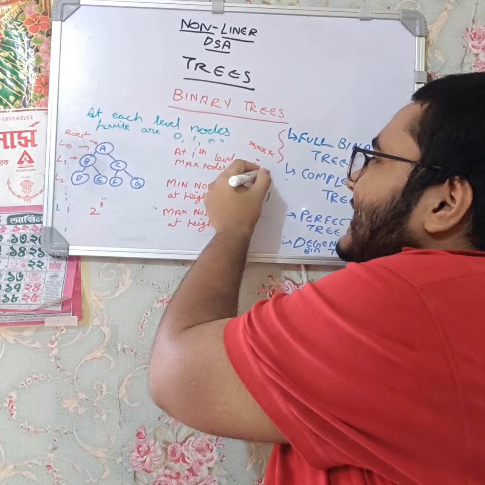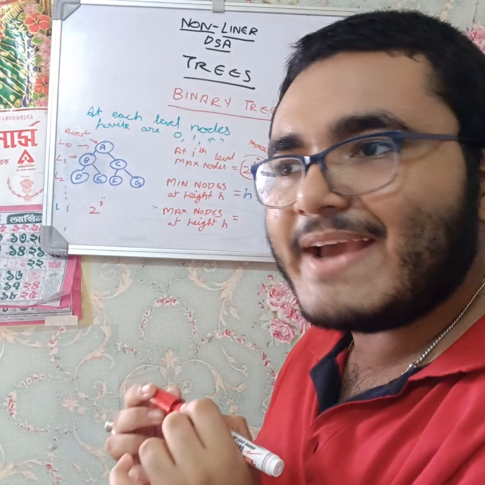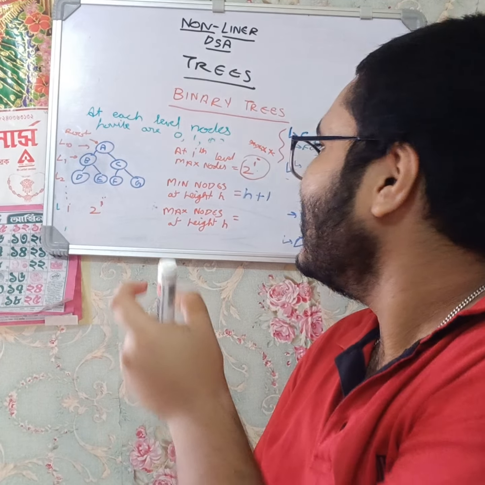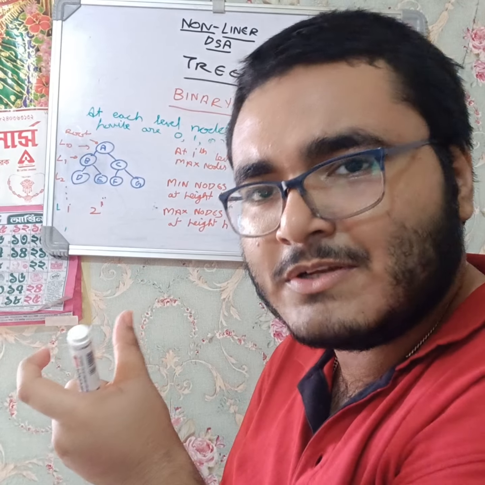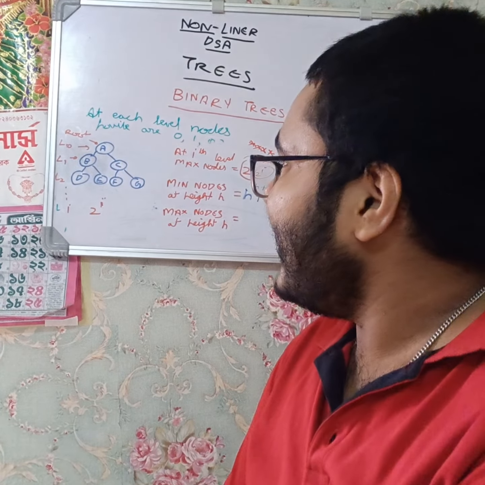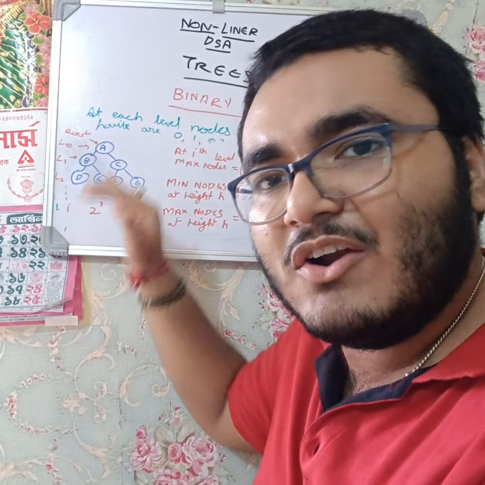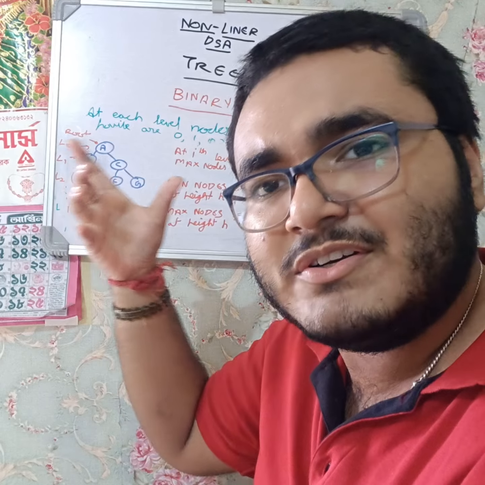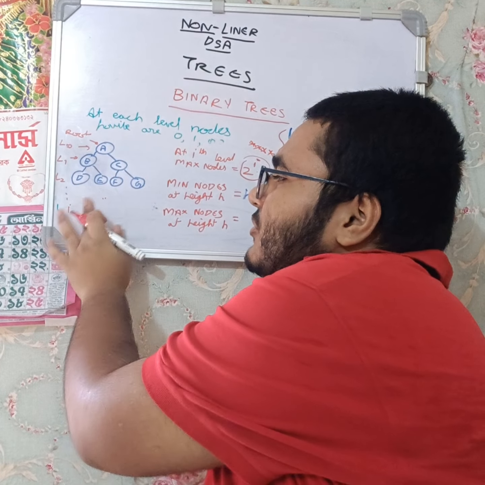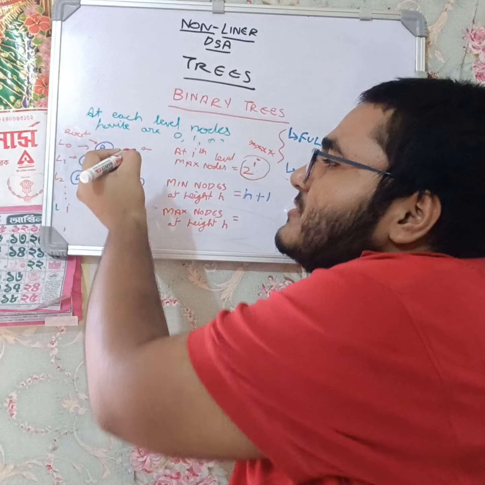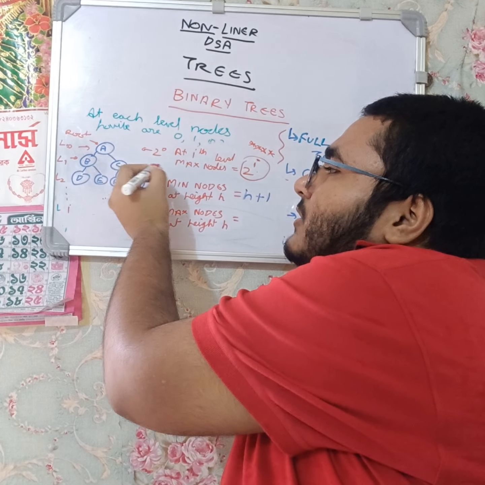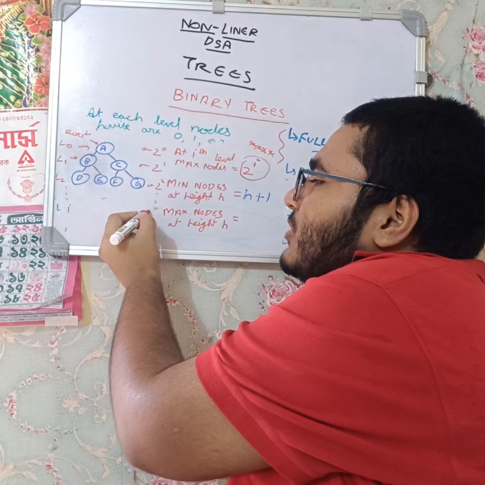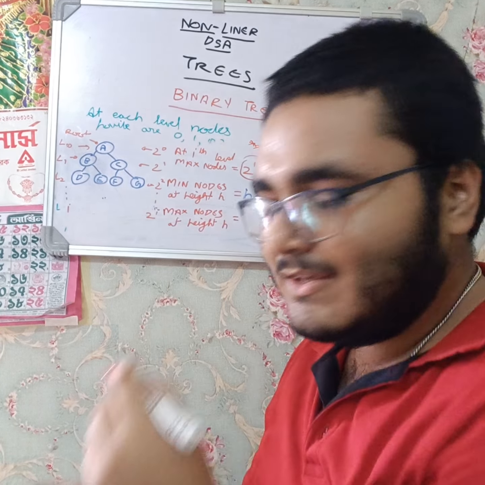It is 2 to the power i nodes I can have at any level. Maximum children at that level, at the ith level, maximum nodes possible is 2 to the power i. So if I have to calculate the total nodes in the overall tree, say this is 2 to the power 0, at this level it is 2 to the power 1, at this level it is 2 to the power 2, and so on, at the ith level it is 2 to the power i.